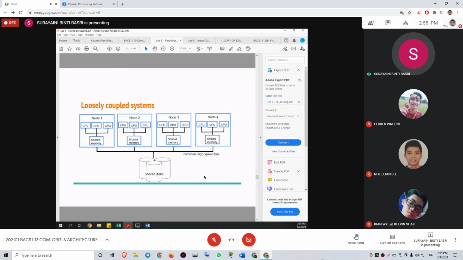This is the diagram of the loosely coupled system. This is node 1, node 2, node 3. Each node has its own CPU and its own memory. The only thing they share together is the external disk. Each of these is one computer, but all of these computers are connected with one shared disk.